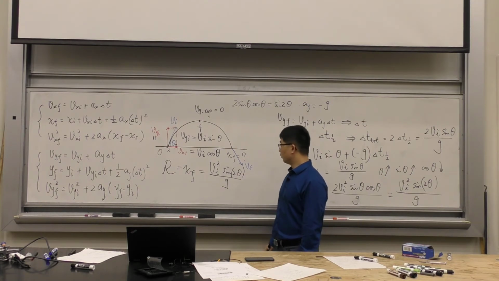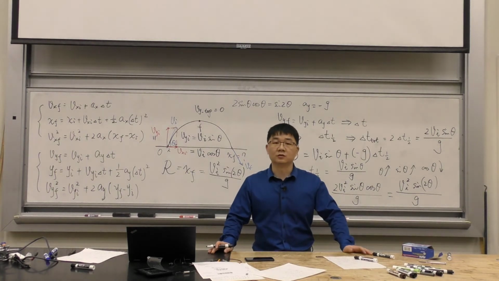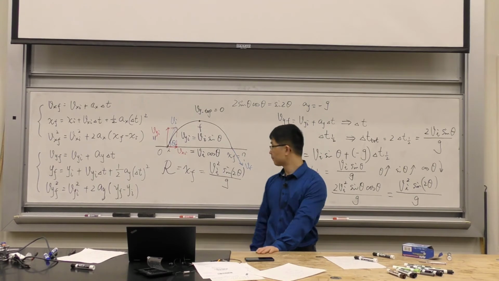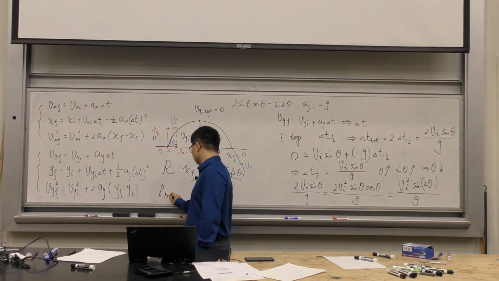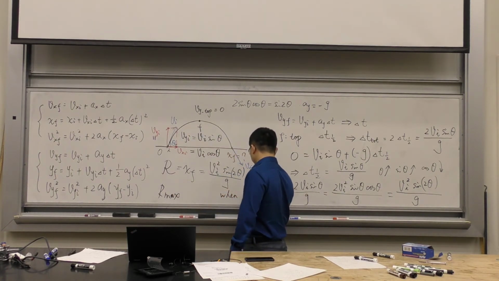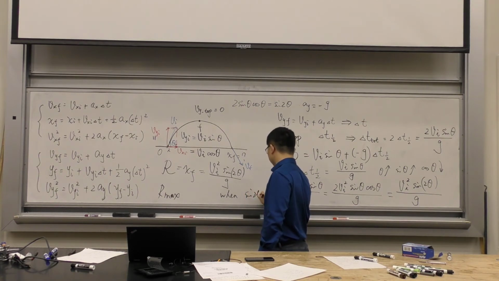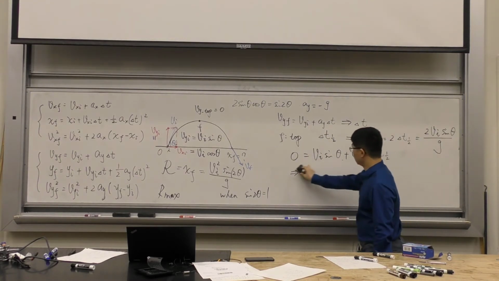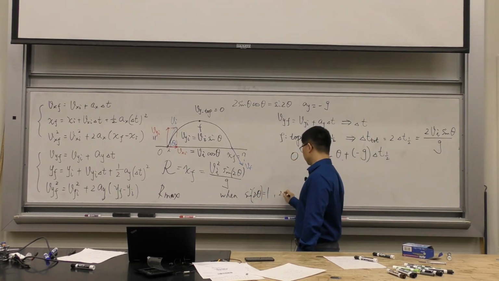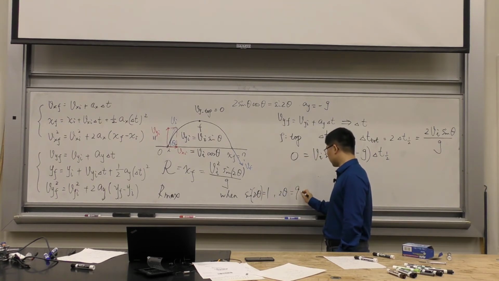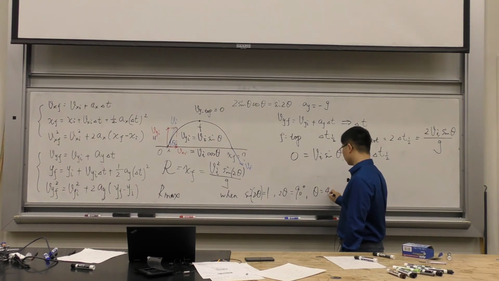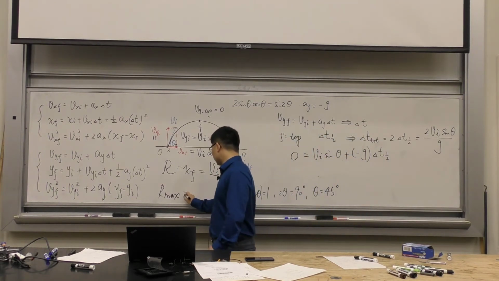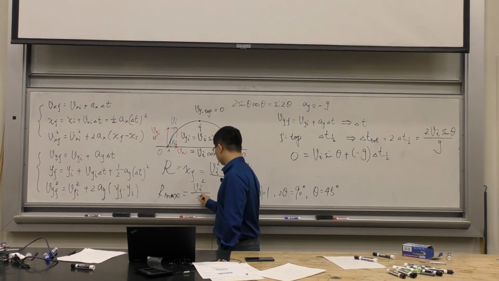Because g is 9.8. What is the maximum value of a sine function? That's 1, because the sine function can only vary from negative 1 to 1. So the maximum is when sine 2 theta equals 1. When does sine of an angle equal 1? That's when the angle equals 90 degrees. So you want this 2 theta to be 90 degrees, which means theta must be 45 degrees. If theta is 45 degrees, 2 times theta is 90, you plug 90 in, you get 1. So the maximum range you can get is vi squared times 1 divided by little g.